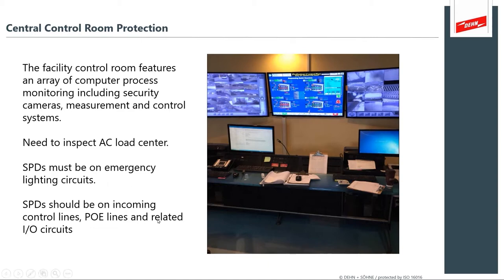And you also want to look at all that incoming line. You don't want to leave a back door into your very sensitive central control room where a surge out at a remote camera can come all the way in and blow out your router. This would be a very critical issue during a lightning storm, right when it's critical and you lose those very sensitive power over Ethernet circuits. So what's important is on a daily basis, the operators can be aware of and look for the areas that need the most protection.